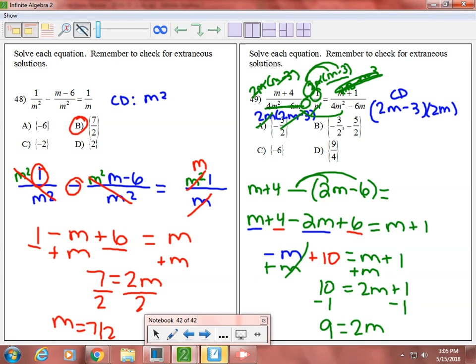Oh, I forgot something because my answer should be 9/4. Oh, I forgot to multiply this by a 2 up here. Okay, so when I multiplied by 2, I should have gotten 4m plus 6 there. Okay, so your final answer for that should be D.